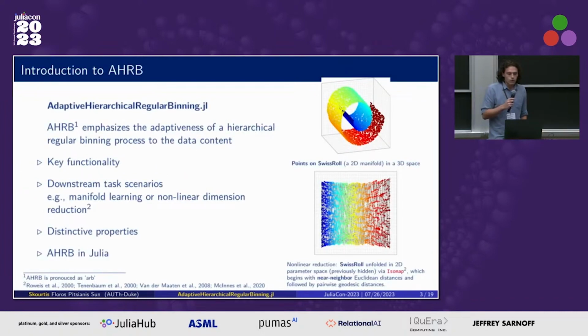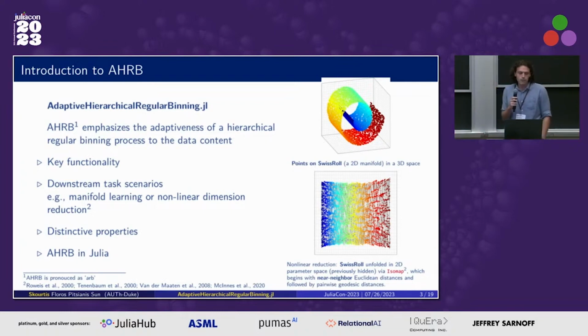All right, so adaptive hierarchical regular binning, or ARB for short, the H is silent, computes a hierarchical tree that bins particles into cubes while also adapting to the data content density. So this is actually the main functionality of ARB.